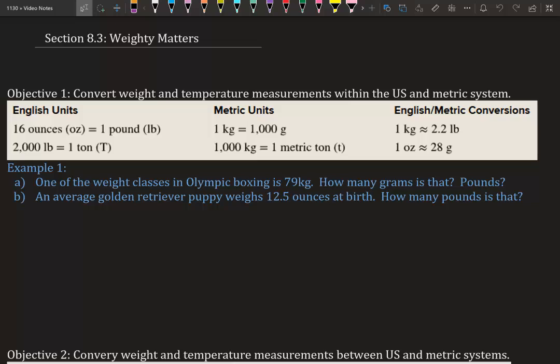8.3 Weighty matters. Let's convert weight and temperature measurements within the US and metric system. So 16 ounces is 1 pound, 2,000 pounds is a ton, 1 kilogram is 1,000 grams, 1,000 kilograms is 1 metric ton, 1 kilogram is about 2.2 pounds, 1 ounce is about 28 grams.